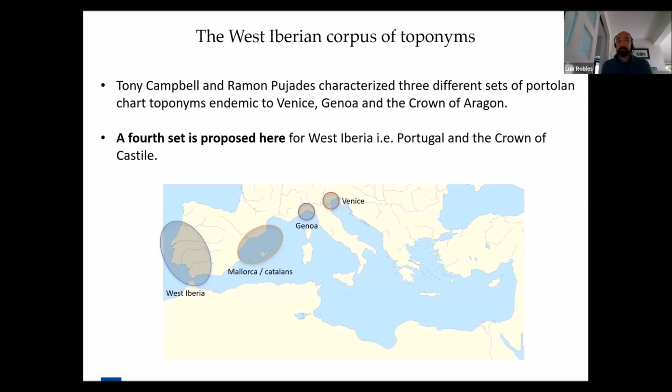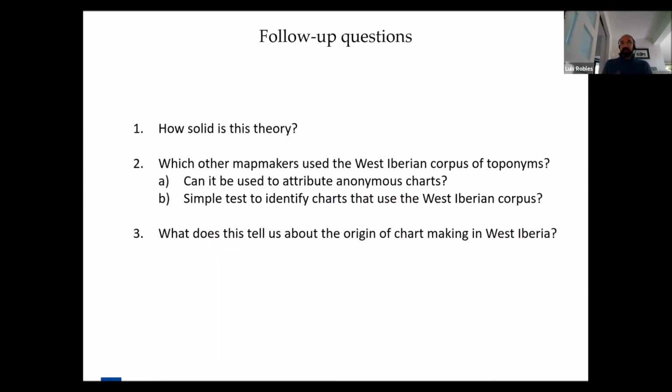So based on this, what I propose is that on top of these three known corpora of toponyms, I propose a fourth one here that was exclusively used by Portuguese and Castilian map makers. So there's the so what, no? So there are some follow-up questions. So the first one is about the solidity of this theory, and I will present a study I did to assess how solid is all this.